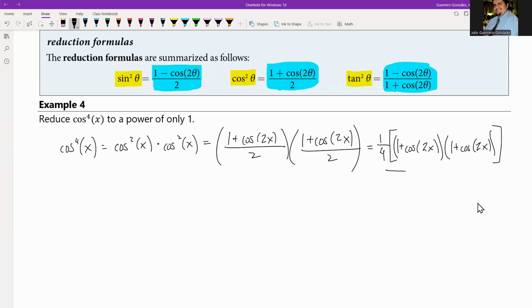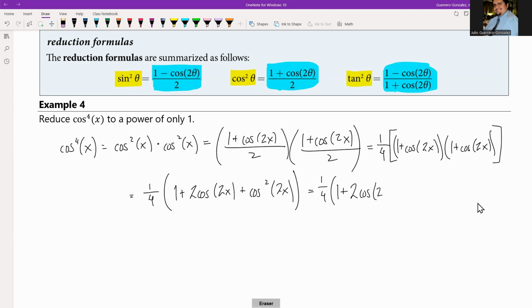Okay. Now, this right here is still a multiplication, so I'm going to multiply that out. You multiply it out, right? You get 1/4. 1 plus 2 cosine 2x plus cosine squared 2x. That's just foiling it out, right? Okay. Now, you guys see we have another cosine squared, right? So I can reduce that again. 1/4. 1 plus 2 cosine 2x.